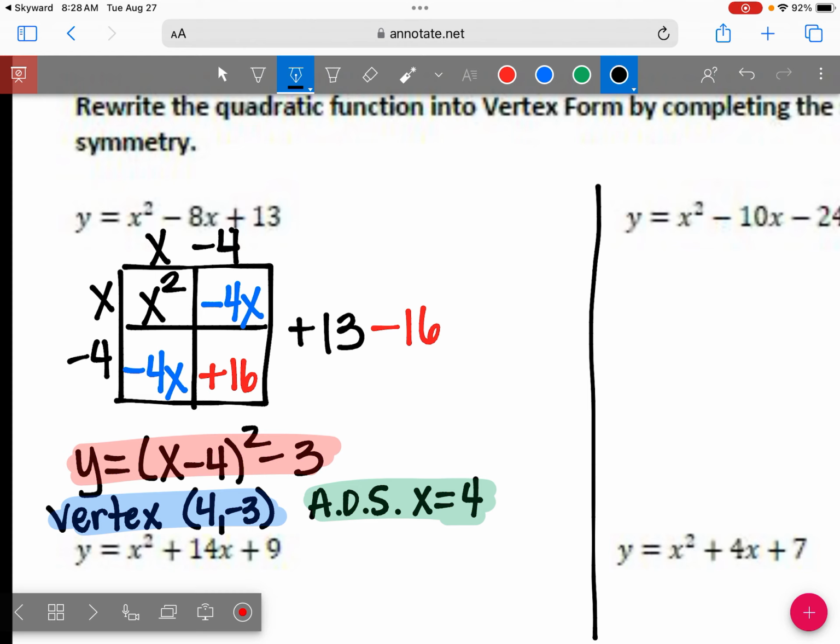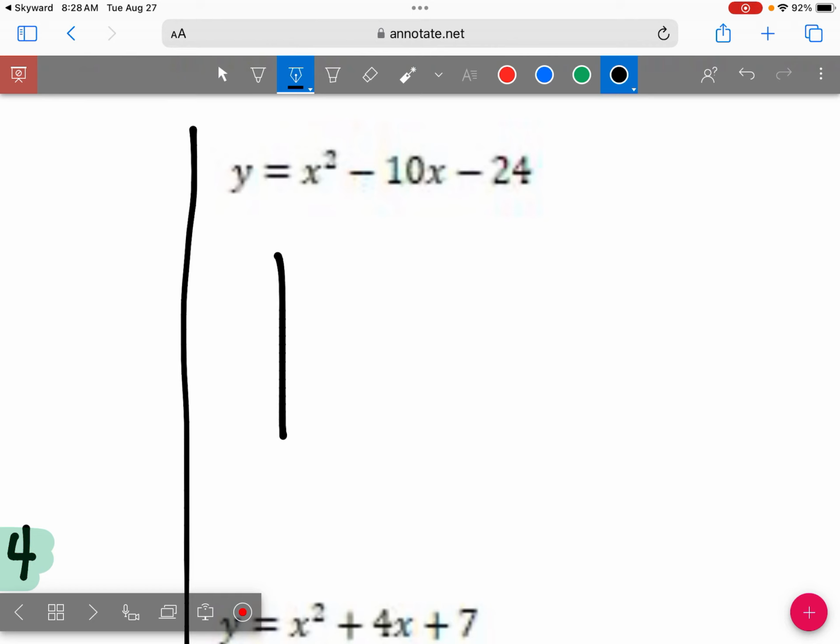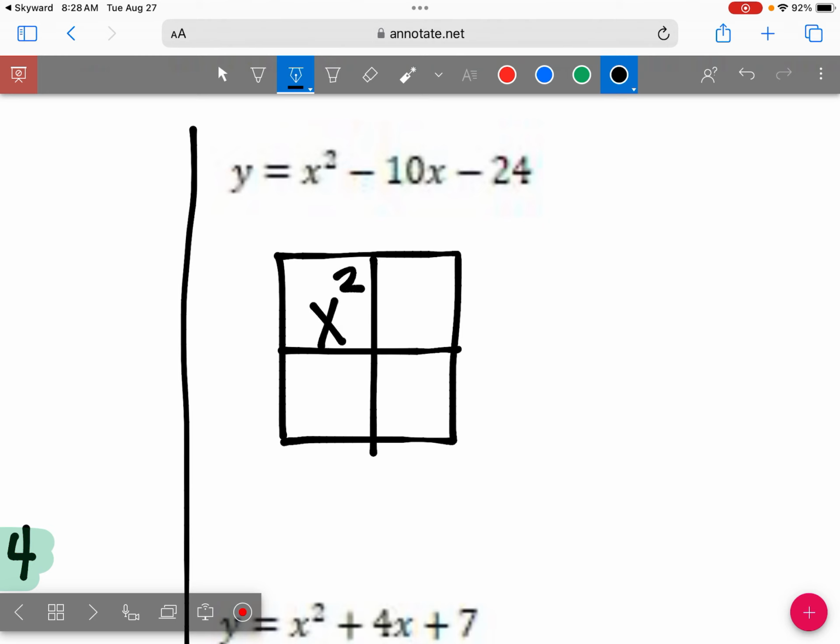So now let's look at the next one together. Go ahead and draw your box. The A goes in the top left. C goes on the outside. So that negative 24 goes on the outside. Take this number. Everybody look at the screen. This number and divide it by 2. What's half of negative 10? Negative 5. So you're going to put a negative 5x here and a negative 5x here.